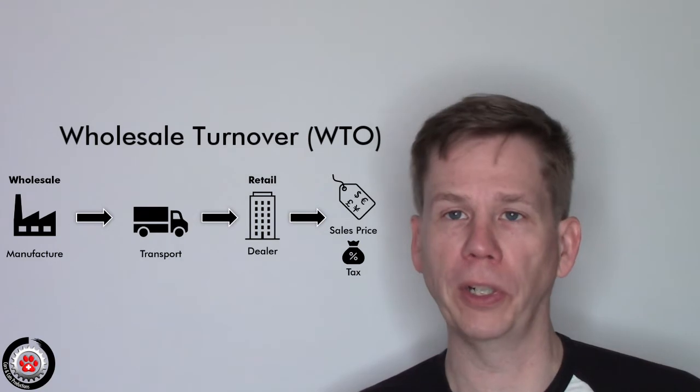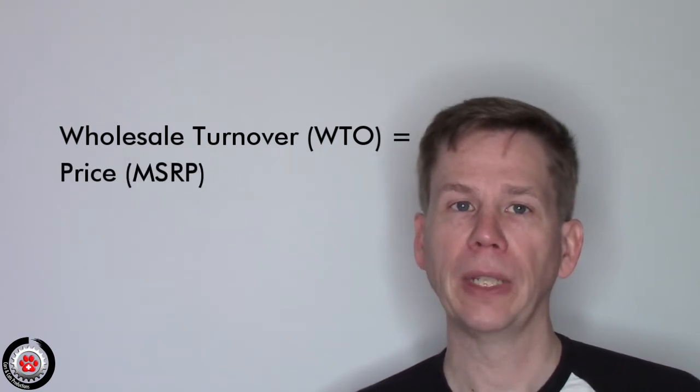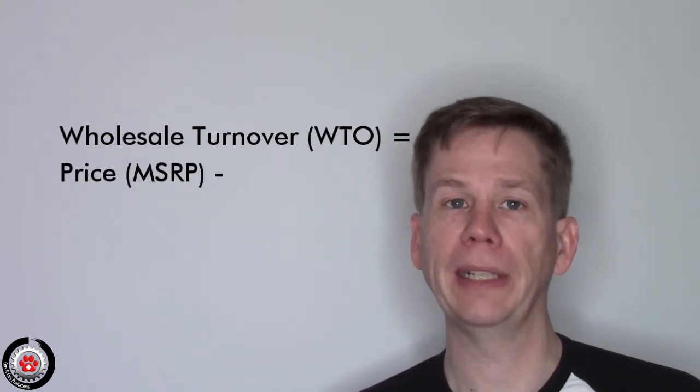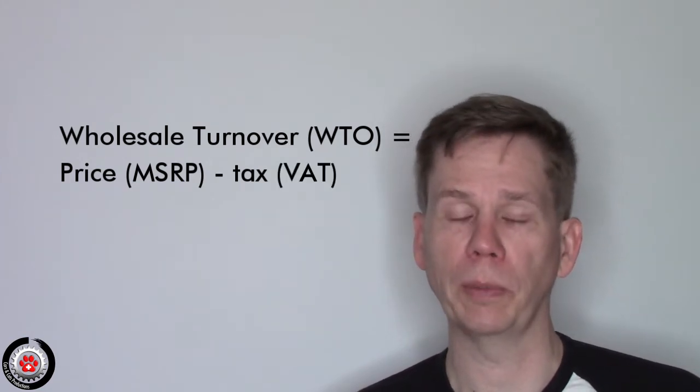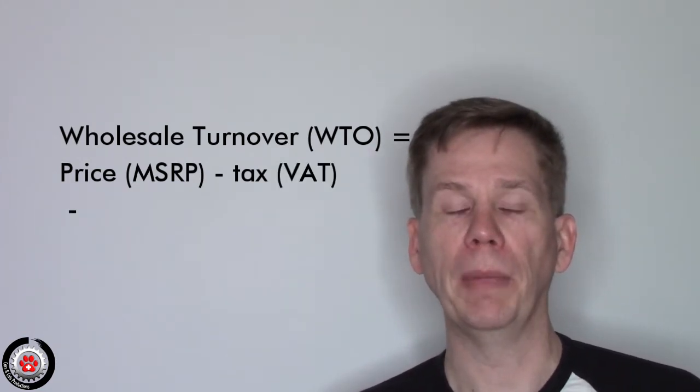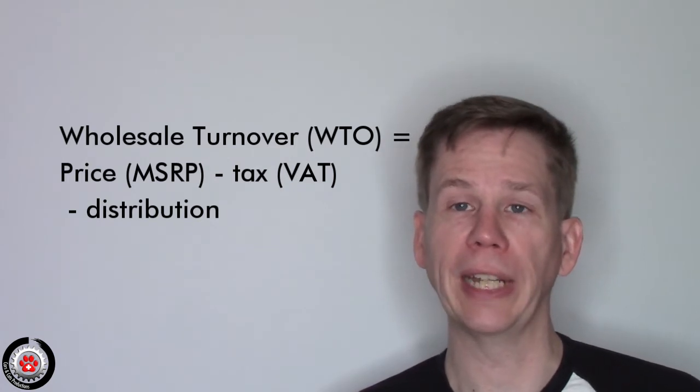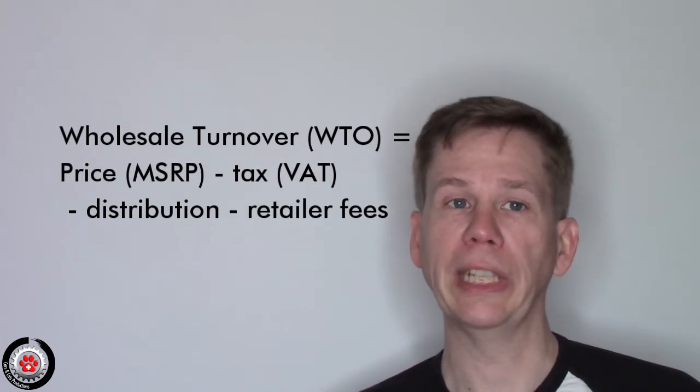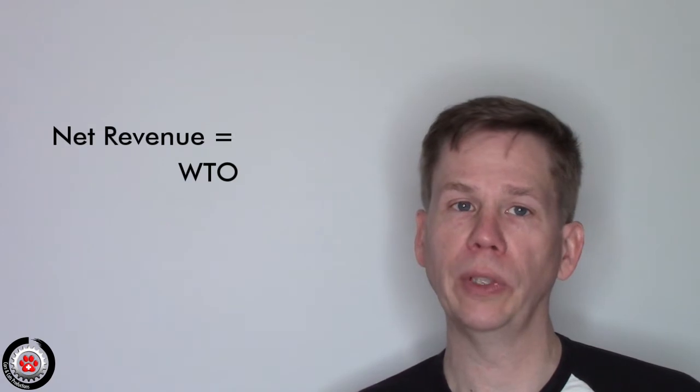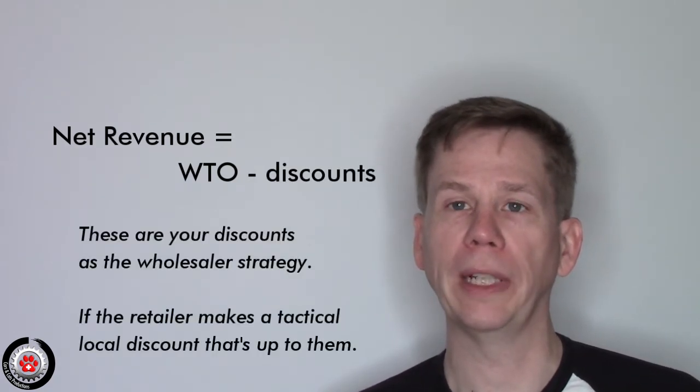So this is with a physical product. Obviously with software it's a bit different, but wholesale turnover is the price, the MSRP, manufacturer suggested retail price, minus the tax, usually VAT, 20% average in Europe, minus the distribution charges, the shipping charge of getting it to your retailer, and minus the retailer fee, which is usually a percentage. The net revenue is that wholesale turnover minus any discounts that you want to apply, sales and things like that. So we can look at that in this situation from now on.